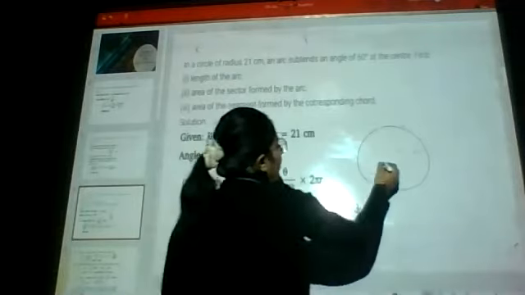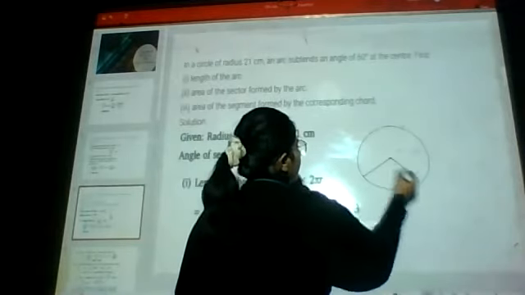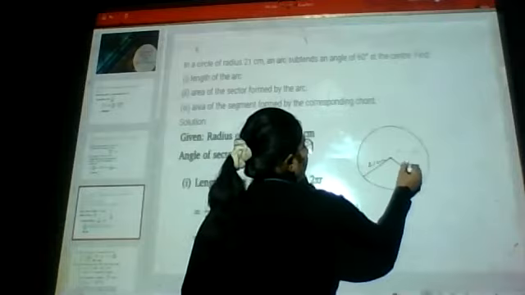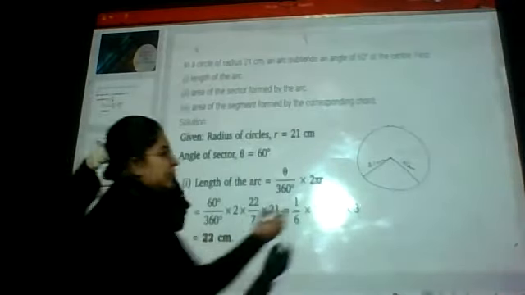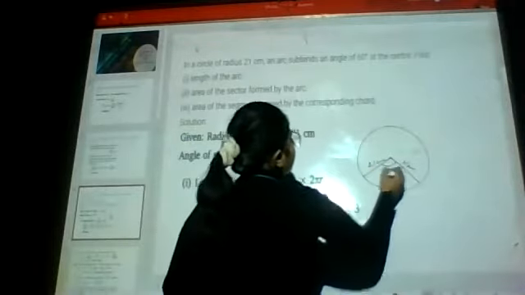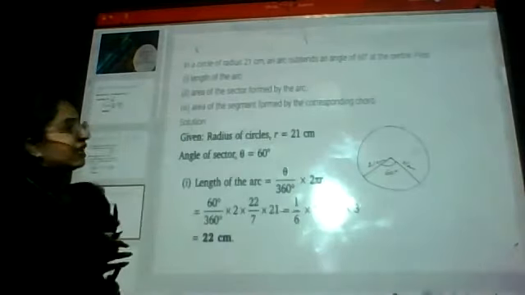So I'm going to draw the circle. So this is the circle you can take. Okay. And radius of circle is 21 centimeters. So I can take this radius as 21 centimeter. And angle is of 60 degree. So you can take this angle as 60 degree at the center. Find the length of arc.